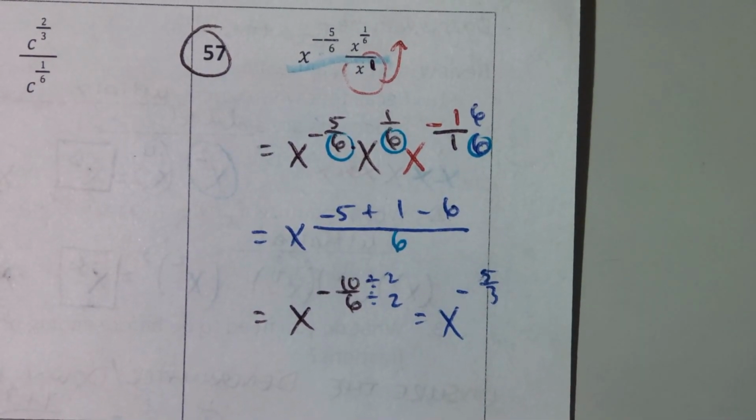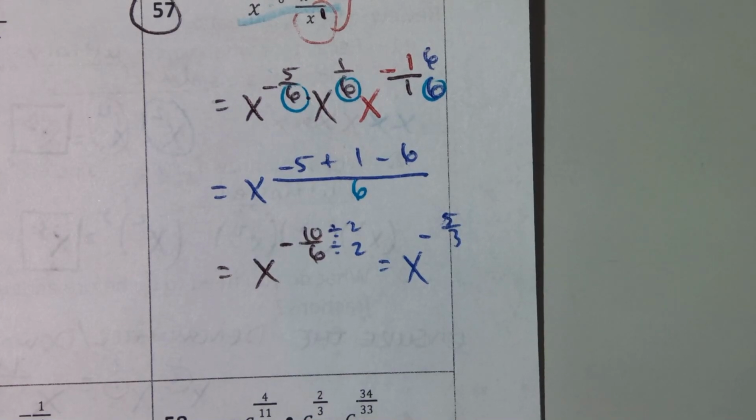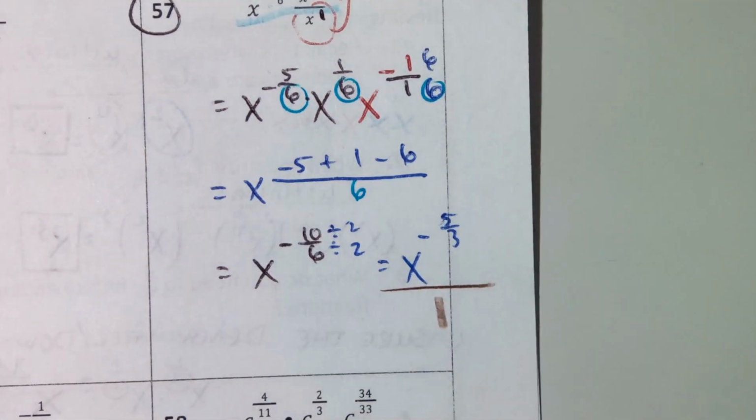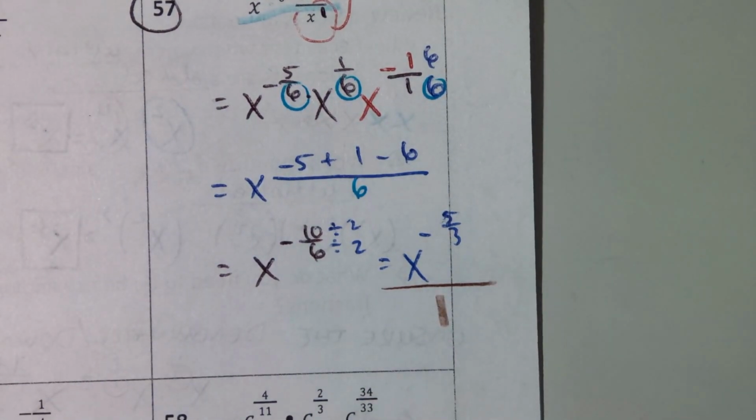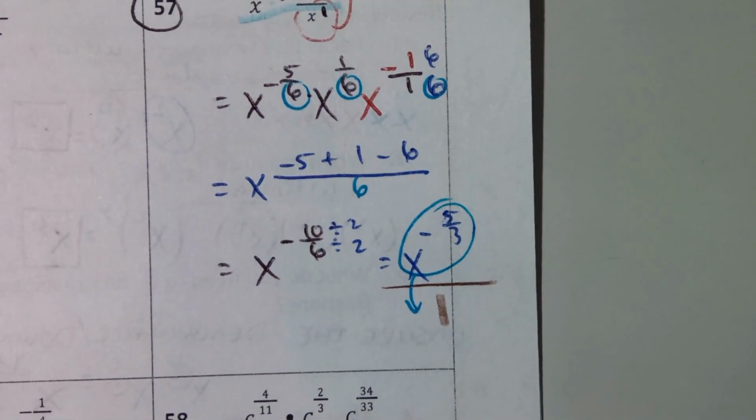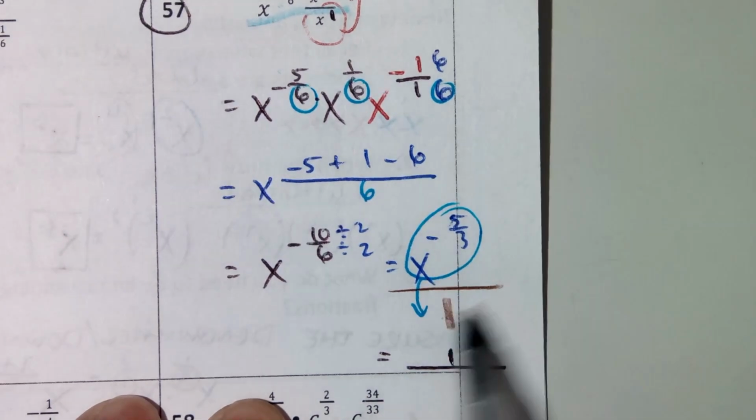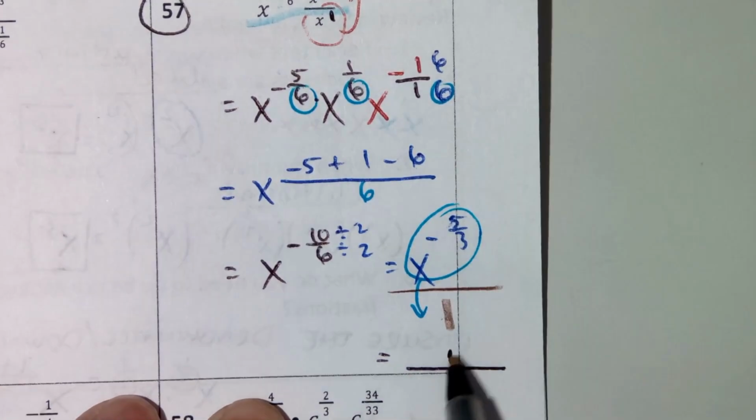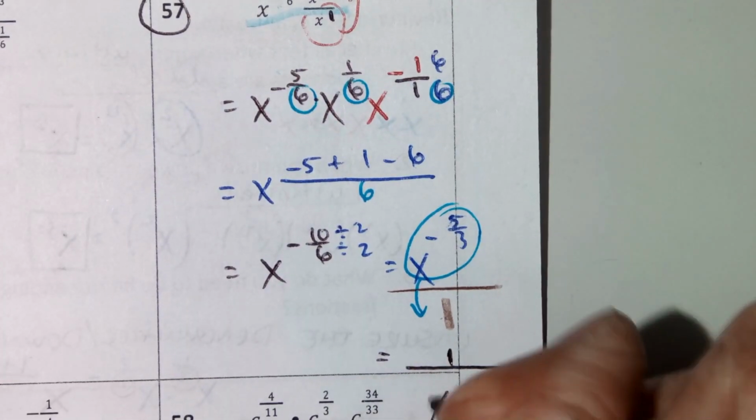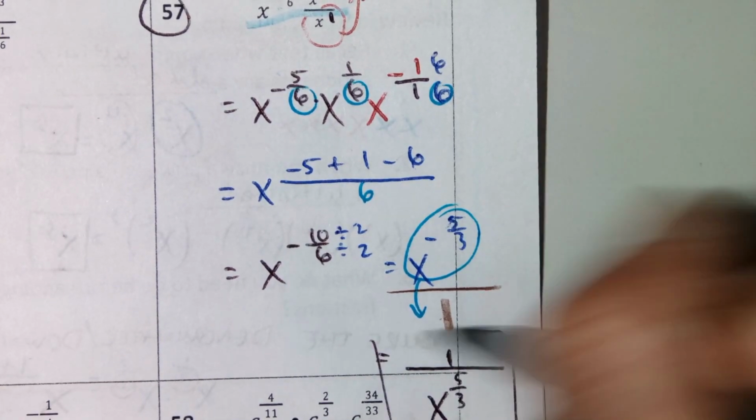Okay, let's take care of the negative. Just put it over 1. That's going to go downstairs. So we have the answer of 1 over, and then the x to the negative 5/3 comes downstairs, but you get rid of the negative, so it'll just become x to the 5/3. Box it. That's your answer.